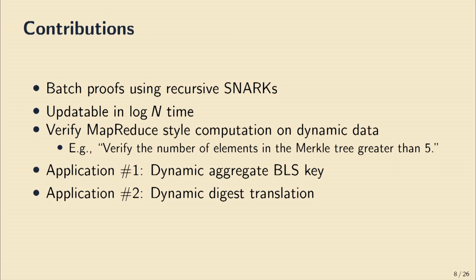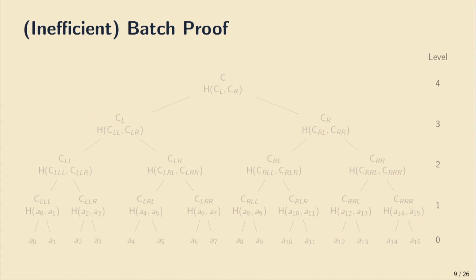Okay, we're going to give two applications of our approach. One is on dynamic aggregate BLS keys, and the other one is on dynamic digest translation. I'm going to talk more about these applications now. All right, so how do we compute a batch proof with our approach?